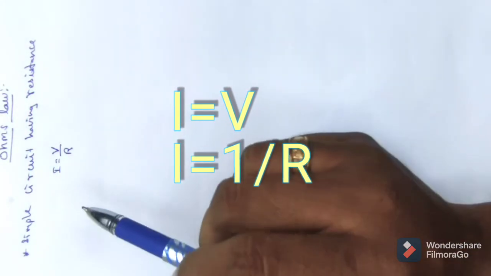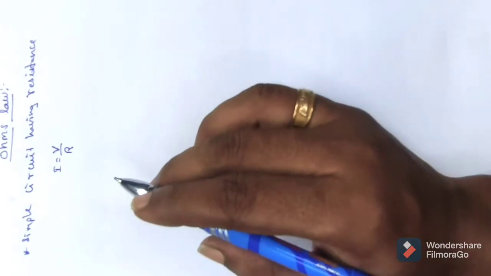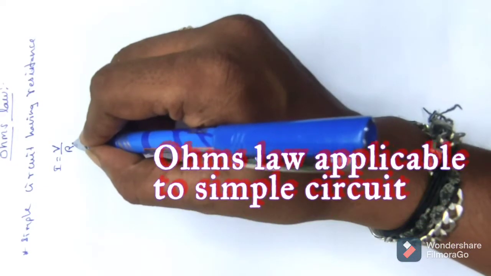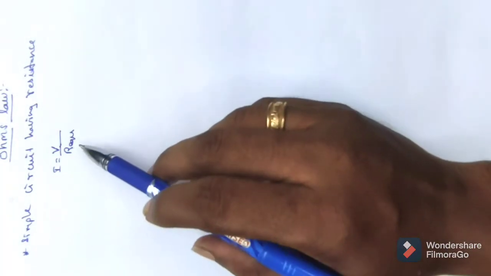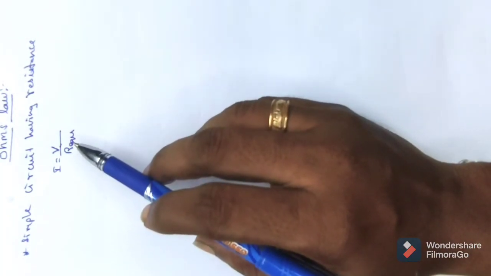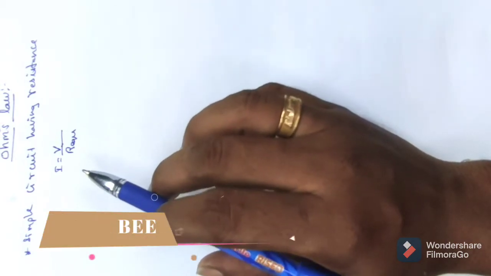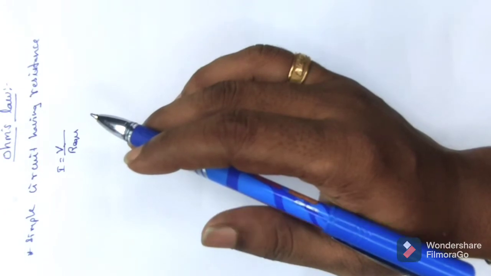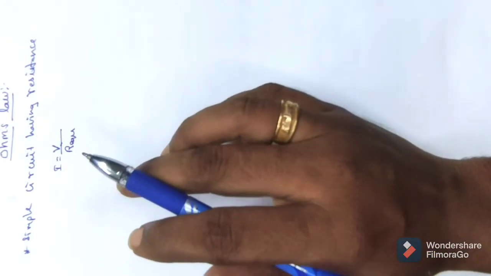For a simple circuit, Ohm's law is directly applicable. But when you have a large number of resistances, instead of writing R, we need to introduce R equivalent. To determine this R equivalent, we must know the network reduction technique. So directly we can't apply Ohm's law to a complex circuit. A larger circuit will have n number of resistances, so we need to use the network reduction technique.